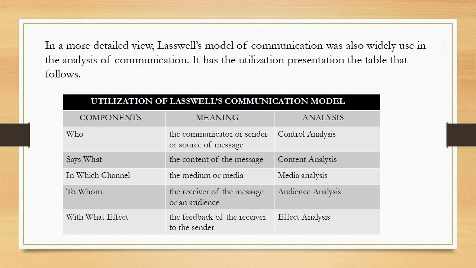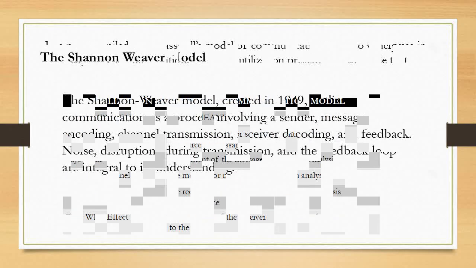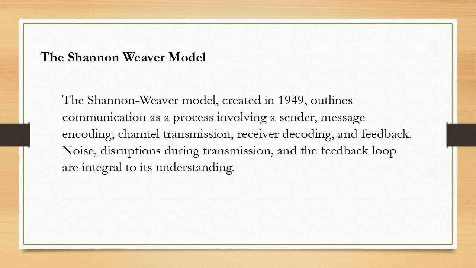In a more detailed view, Lasswell's model of communication was also widely used in the analysis of communication. It has the presentation in the table that follows. The Shannon-Weaver model. The Shannon-Weaver model, created in 1949, outlines communication as a process involving a sender, message encoding, channel transmission, receiver decoding, and feedback, noise. Disruptions during transmission and the feedback loop are integral to its understanding.